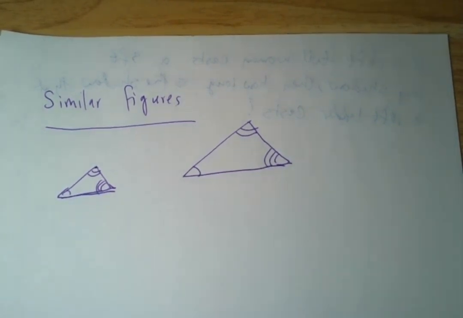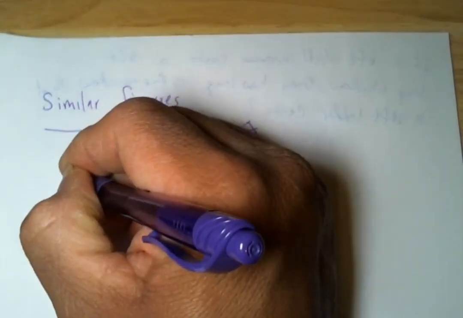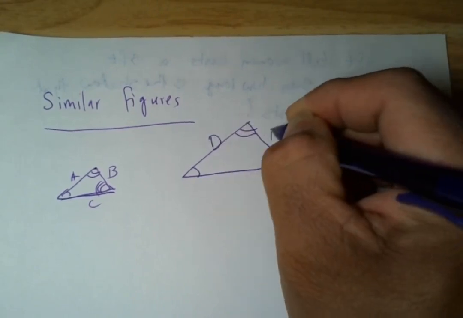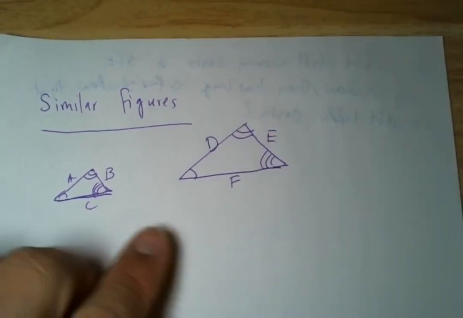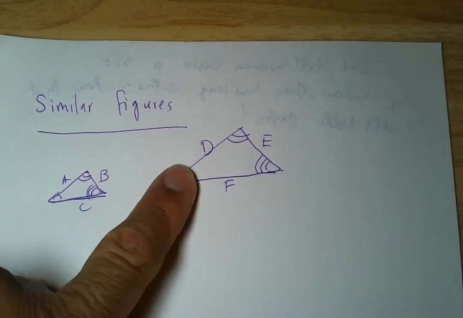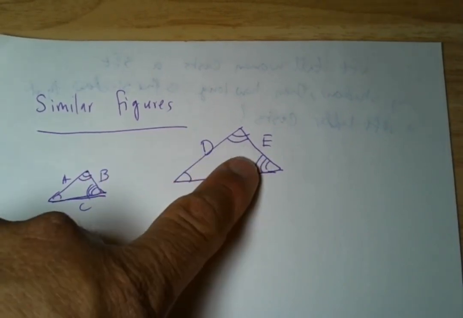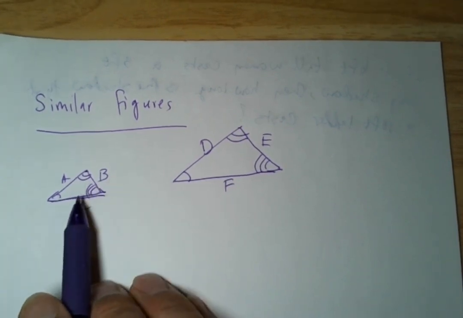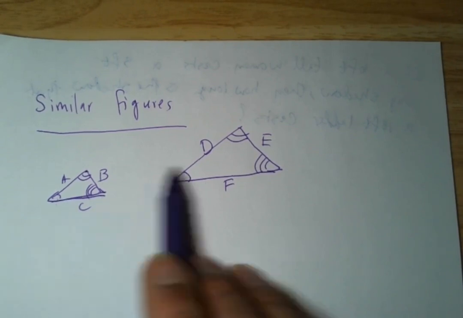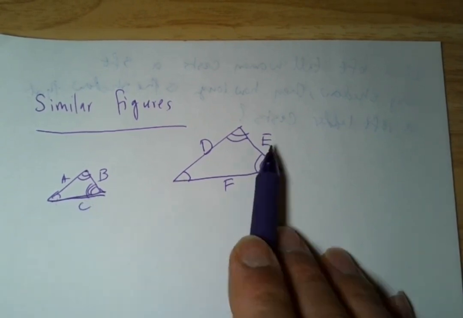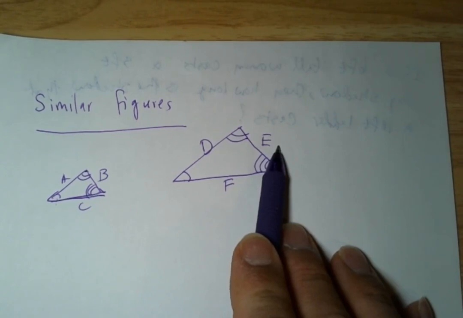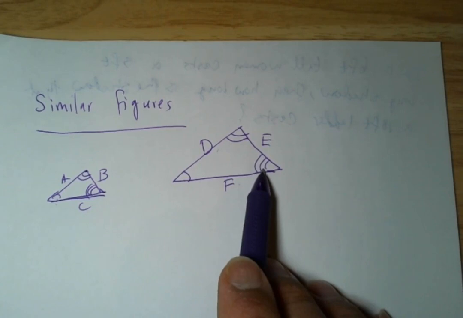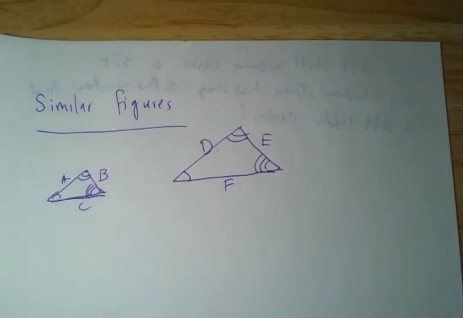If I call this triangle A, B, C, and this one D, E, F, the sides are not equal to each other. A does not equal D, B does not equal E, and C does not equal F. And these are the corresponding sides. The side opposite this angle is B, and the side opposite the same angle, which is equal, is E. So B and E are corresponding, A and D are corresponding, C and F are corresponding. They're across from those same size angles.